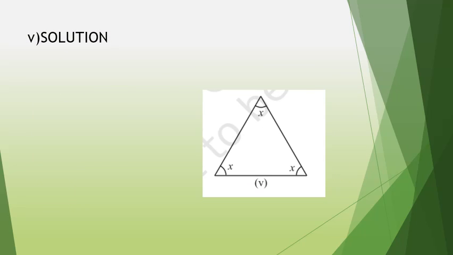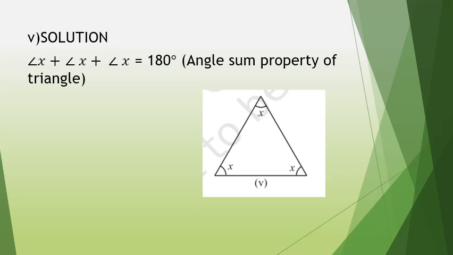Next, question number 5. A triangle is given. All angles are of the same measure and that is equal to x. So we can apply the angle sum property of a triangle, that is, the total measure of three angles of a triangle is 180 degrees. Hence we get x plus x plus x equal to 180 degrees, or 3x equal to 180 degrees, or x equal to 180 upon 3 equal to 60 degrees.